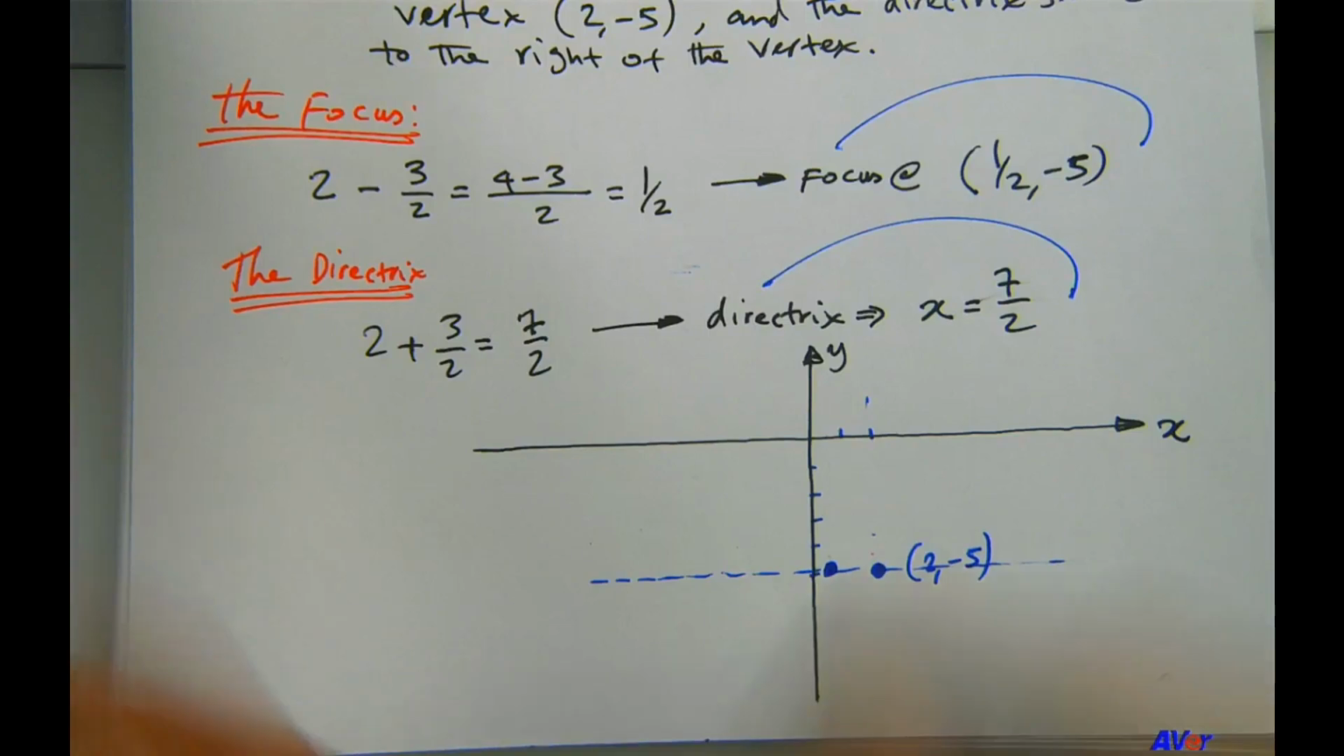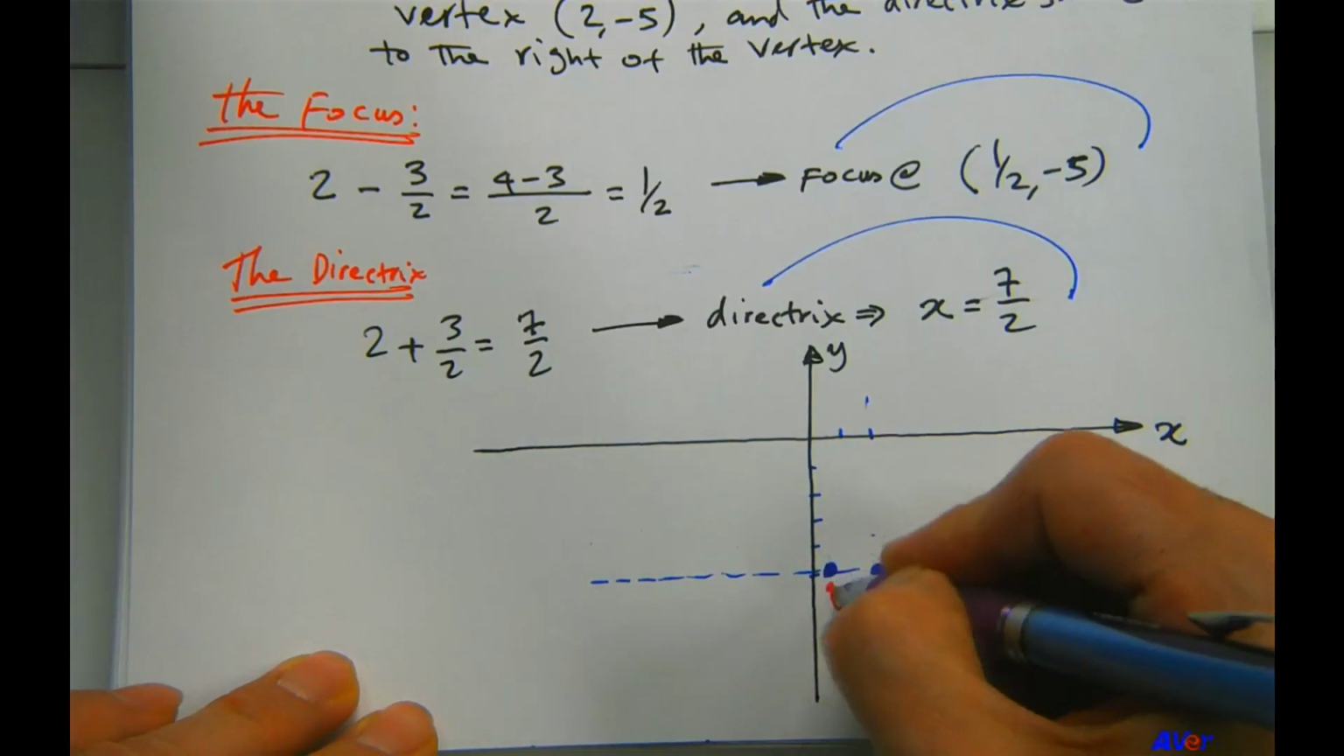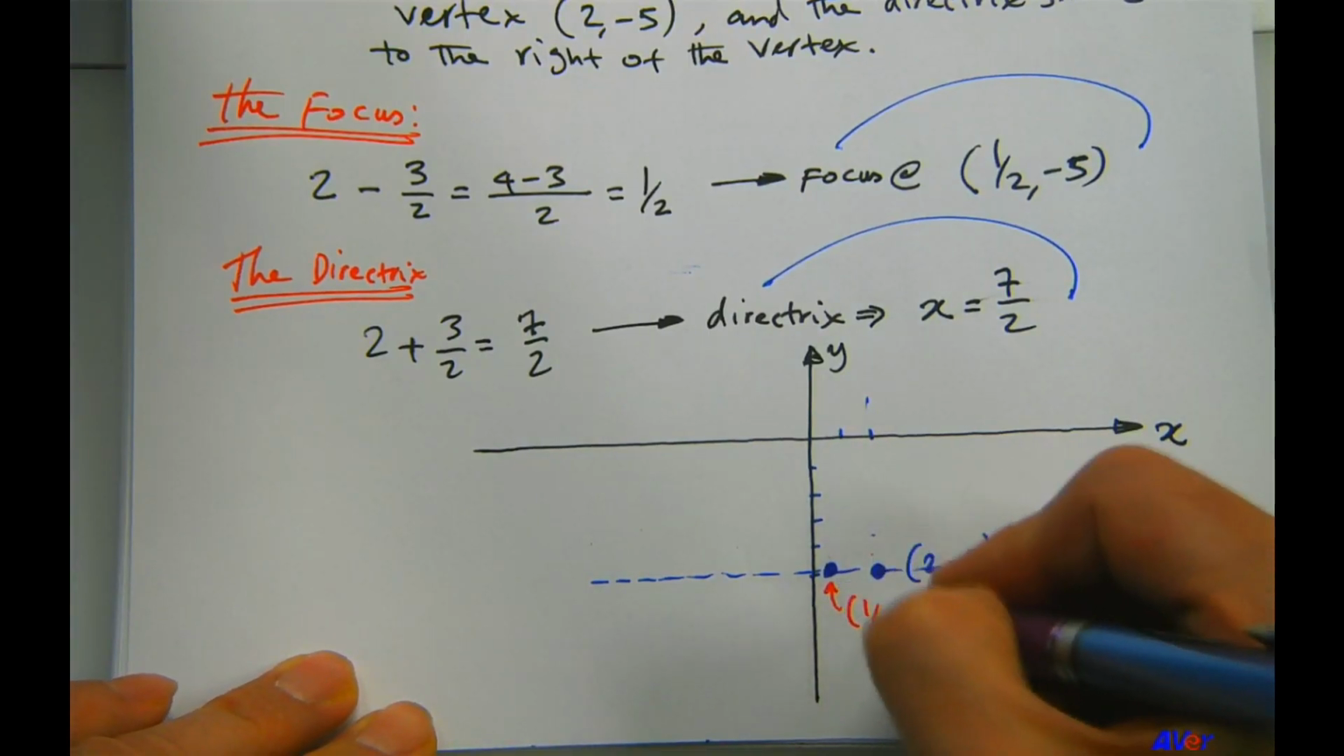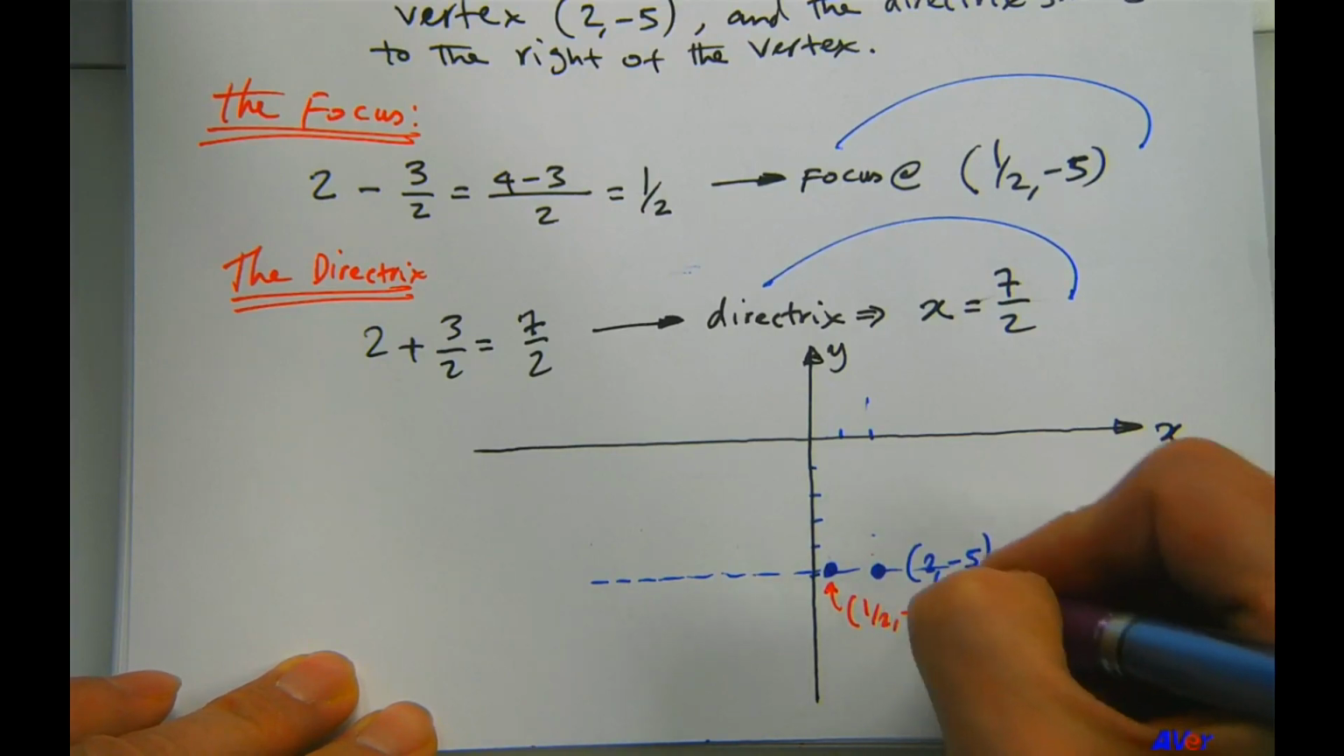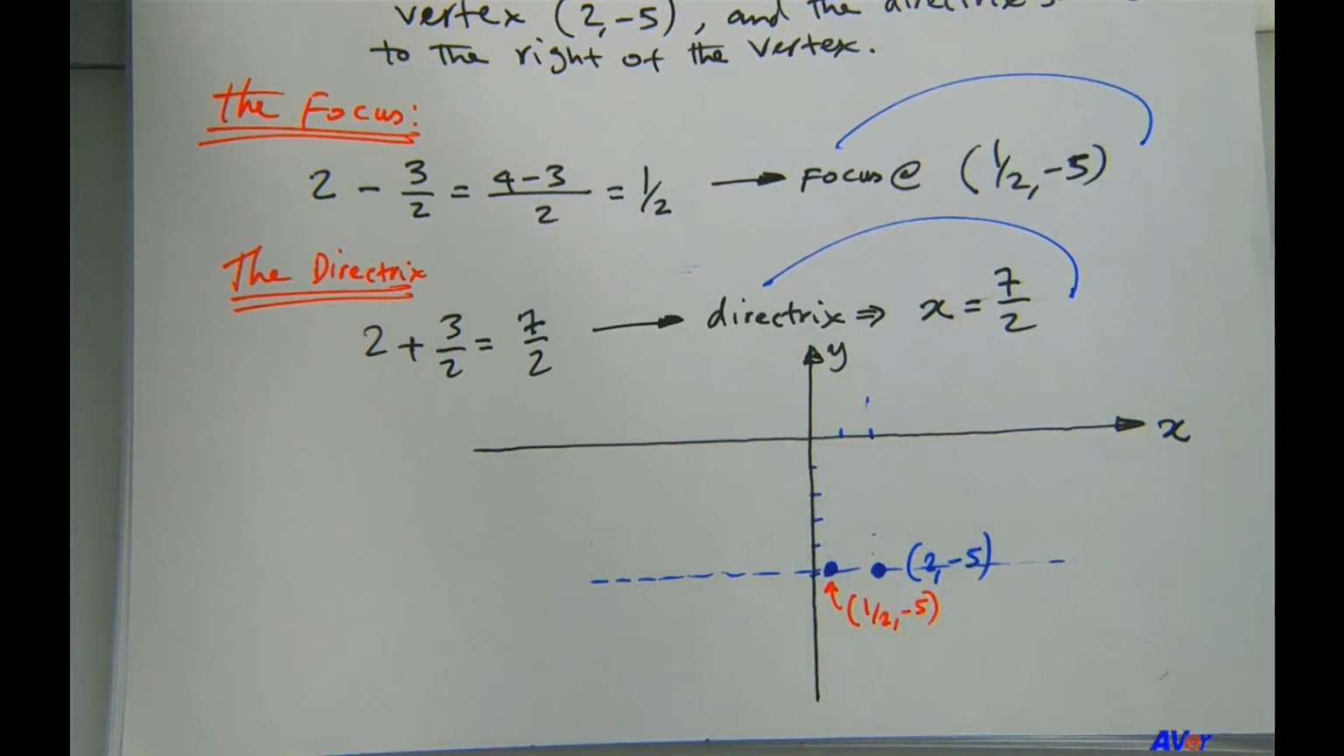So this is, that one is 1/2 comma negative 5. And the directrix would be right after the vertex here.